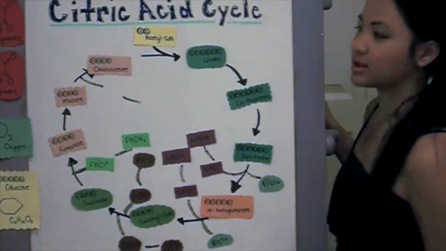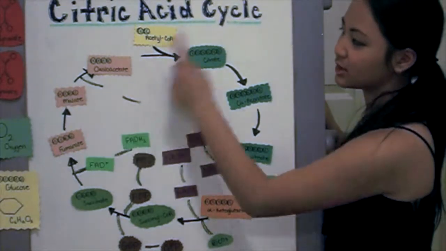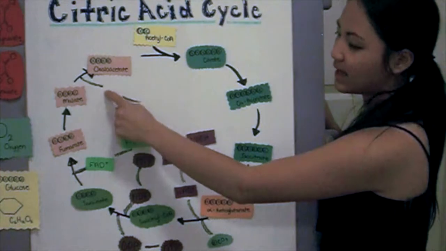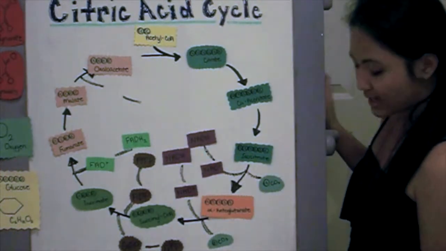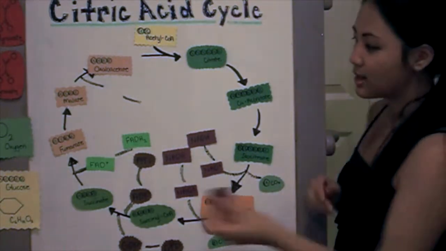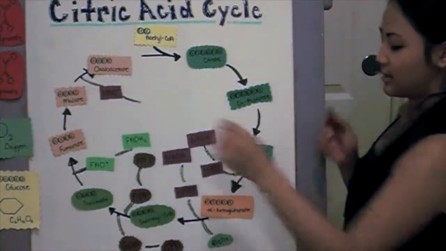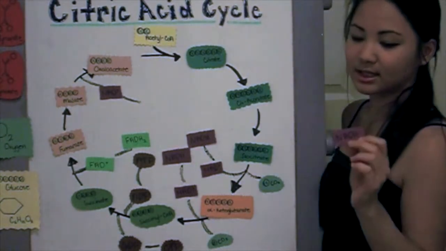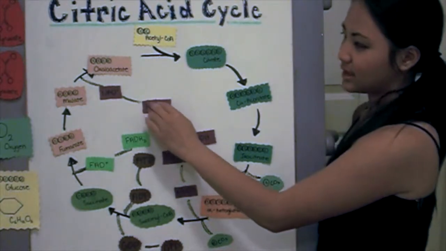And in the last step of the citric acid cycle, malate becomes oxaloacetate, and in that conversion, the last NAD plus becomes reduced to make the third and last NADH of the citric acid cycle.